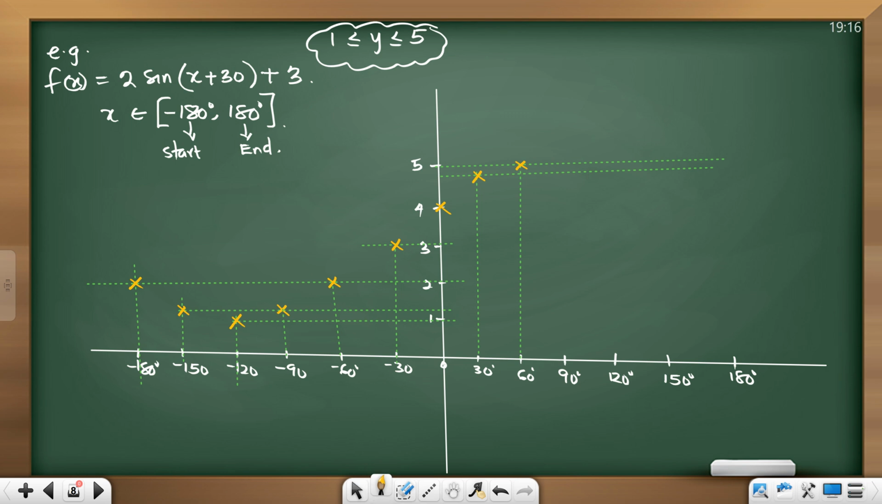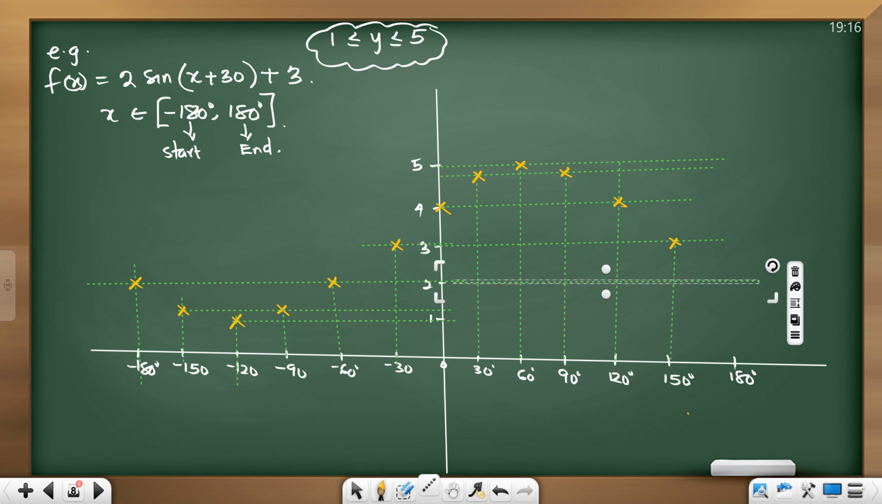90, same value as that other one, I believe. And 120 would be 4. And 150 would be 3. Right? And 180 would be 2. Am I right there? Then we have our graph.